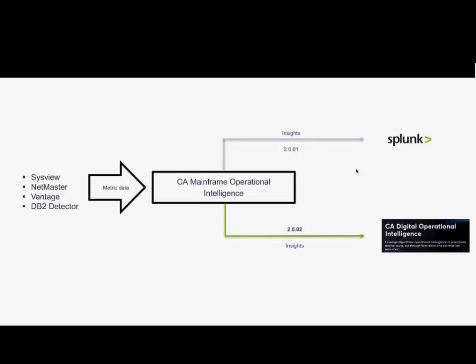Now, we already have a kind of competitor to Splunk called CA Digital Operational Intelligence on the distributed side. During our customer validation, we figured out that there are customers who are not using Splunk but are using DOI, and there has to be an integration. So all the insights that we were earlier sending to Splunk in the last release, we have also started sending to CA Digital Operational Intelligence. This is what we have done in insight sharing: we have extended the Splunk integration, and now we have a new integration with CA Digital Operational Intelligence.